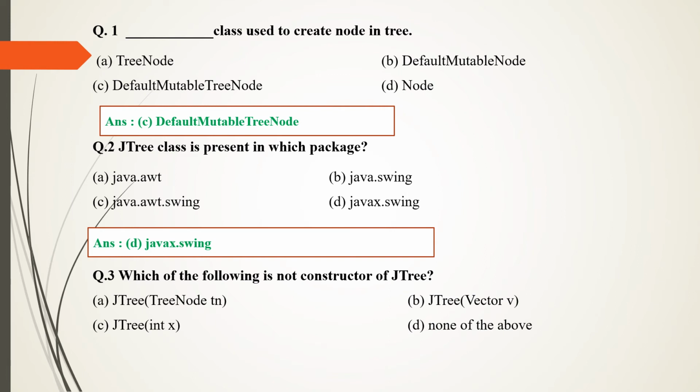Next question is which of the following is not a constructor of JTree? First option JTree in brackets parameter is TreeNode tn. Second option JTree parameter vector object. Third option JTree parameter is integer value, and last option is none of the above. Answer of this question is option C, JTree with parameter integer value is not a constructor of JTree.